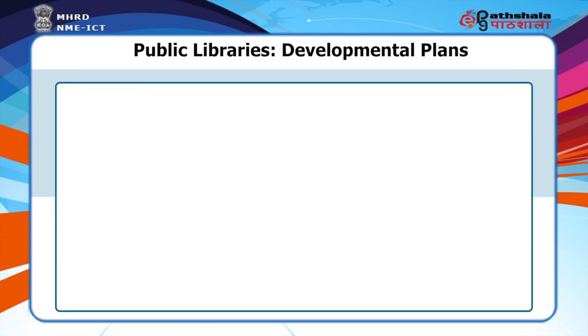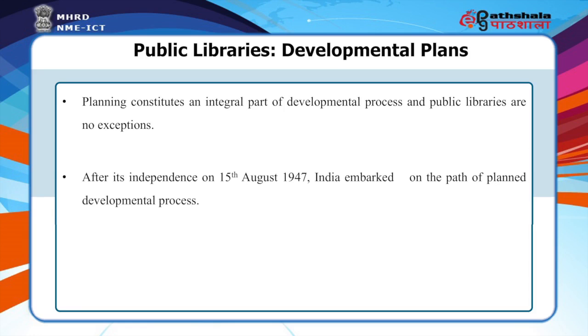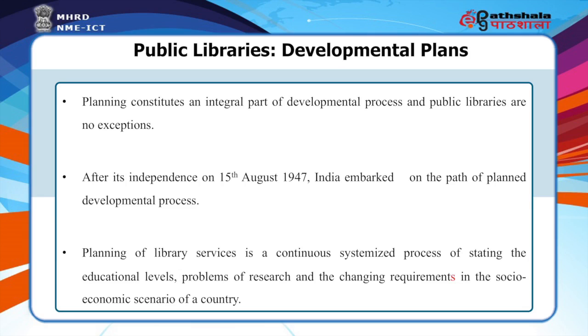Public libraries developmental plans. Planning constitutes an integral part of developmental process, and public libraries are no exception. After its independence on 15 August 1947, India embarked on the path of planned development. Planning of library services is a continuous systematic process of stating the educational levels, problems of research and the changing requirements in the socio-economic scenario of a country.